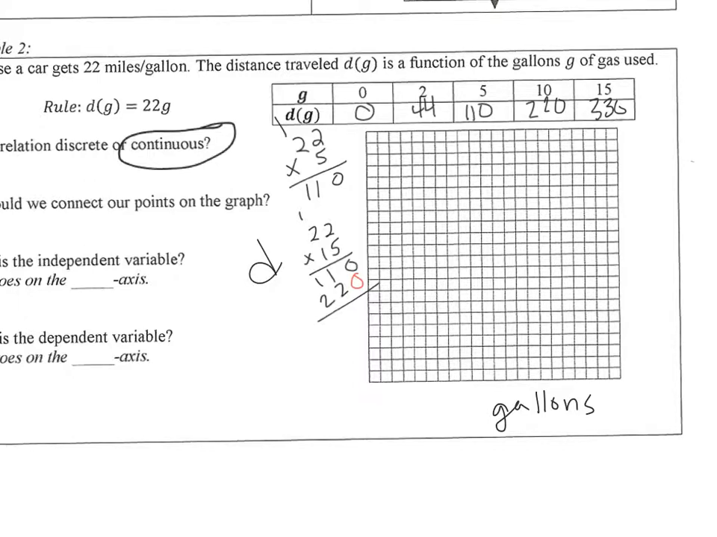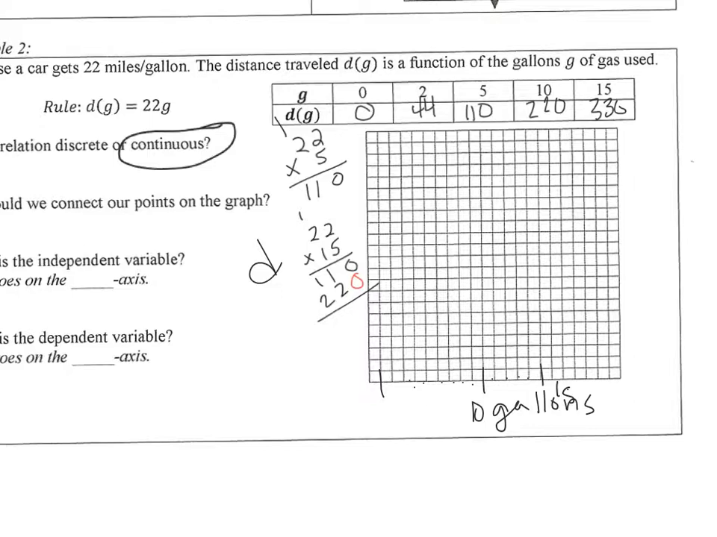So my scale needs to include 15. So I need to make sure I'm going up to 15. So 1, 2, 3, 4, 5, 6, 7, 8, 9, 10. Oops, I lost my spot. 1, 2, 3, 4, 5, 6, 7, 8, 9, 10. This is 10. 11, 12, 13, 14, 15. So I'm including 15 gallons.